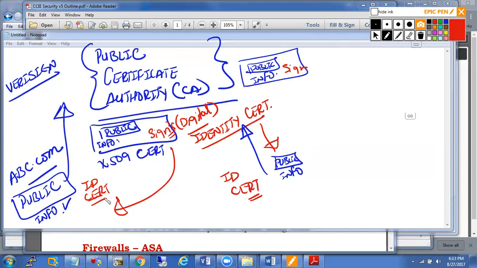Everybody understand? Everybody following so far? The only reason I'm doing this is to make sure I have a validated certificate, a validated public key from a certified CA server.